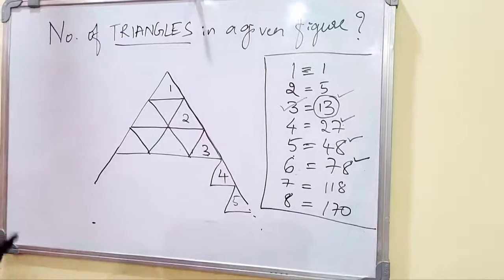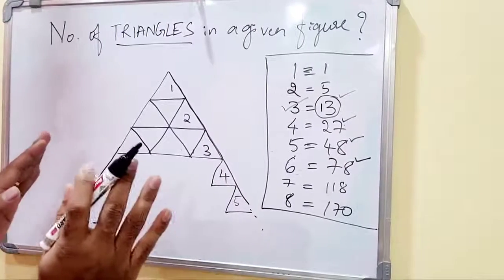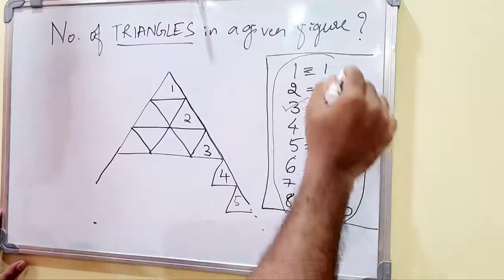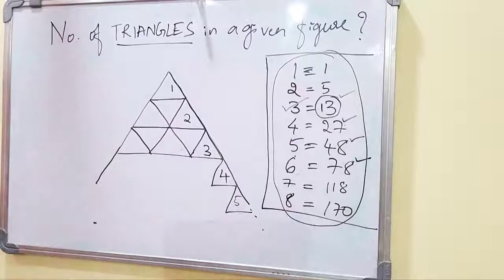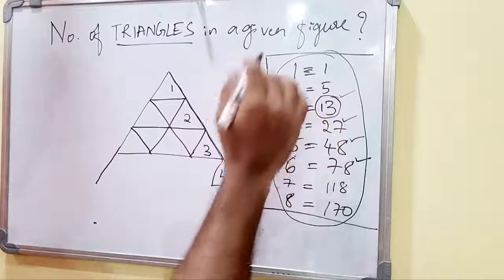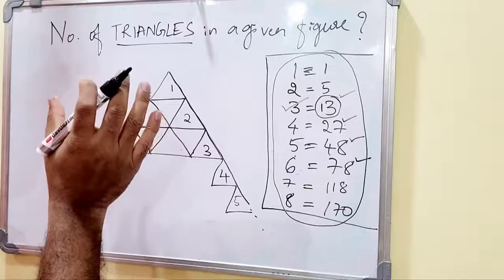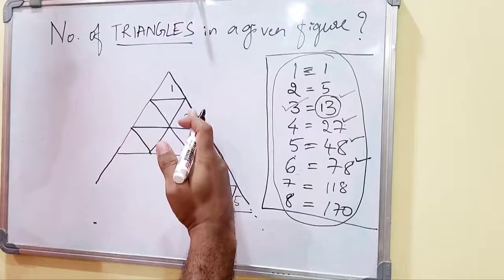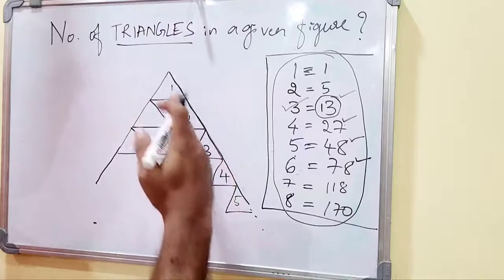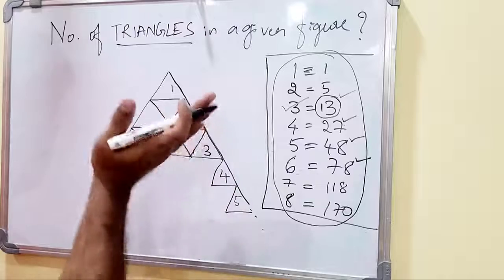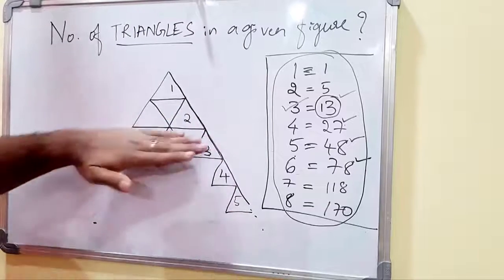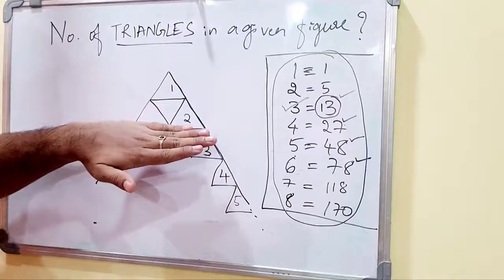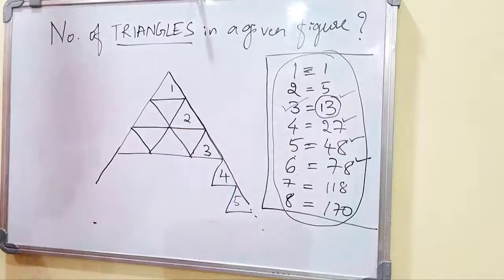The only thing in this figure is that you have to memorize this table. If you memorize this table, then you'll automatically get the answer. You need to know this table, and when the figure is of this nature, all that you have to do is find the number of triangles on this side. 1, 2, 3. If there are only 2 triangles, then it contributes 5 triangles. The total figure contributes 5 triangles.